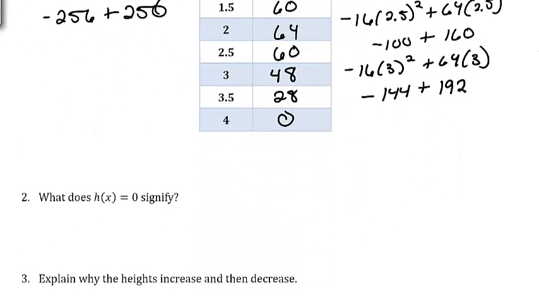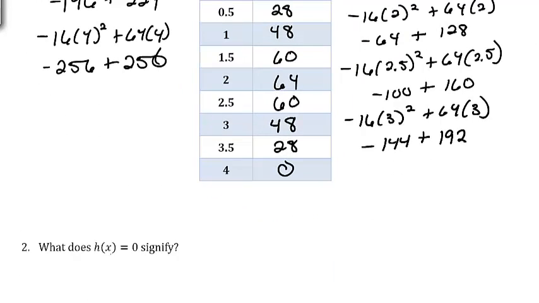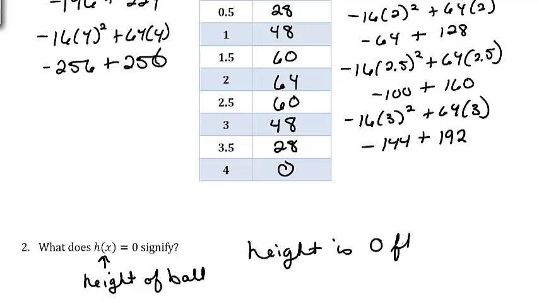What does h of x equals 0 signify? So remember, h of x is the height of our ball. So what this means is that the height of the ball is 0 feet, or the ball is on the ground.